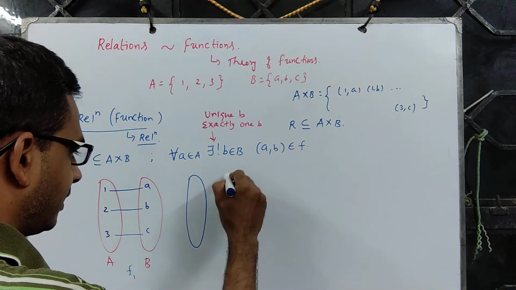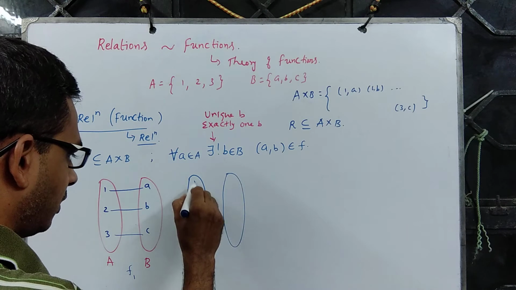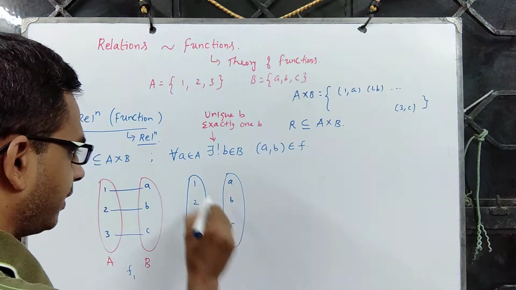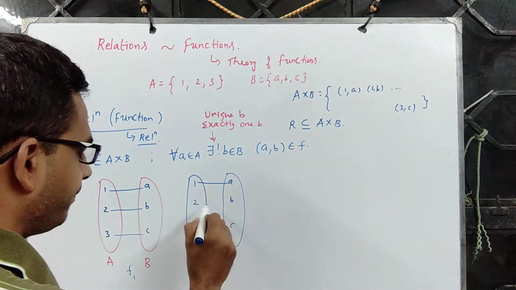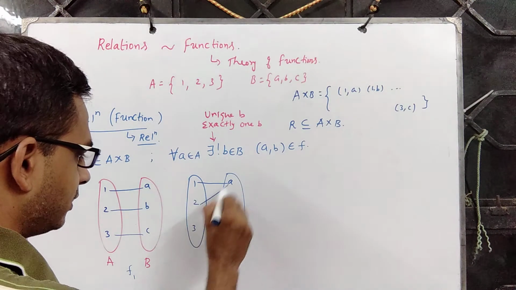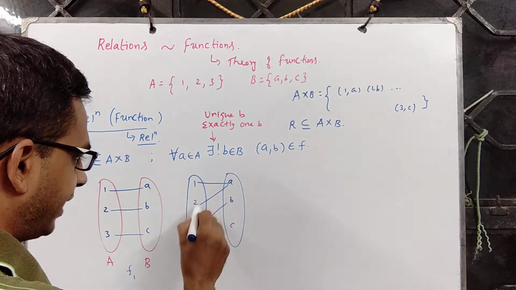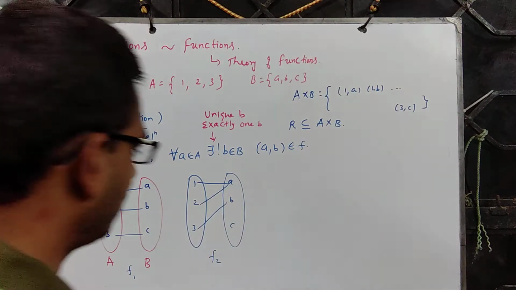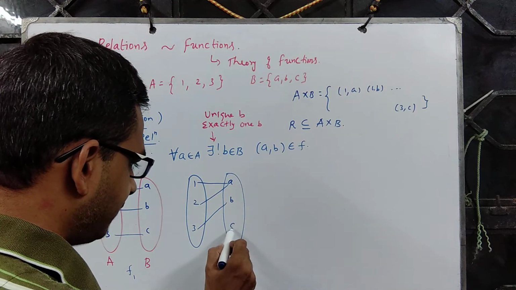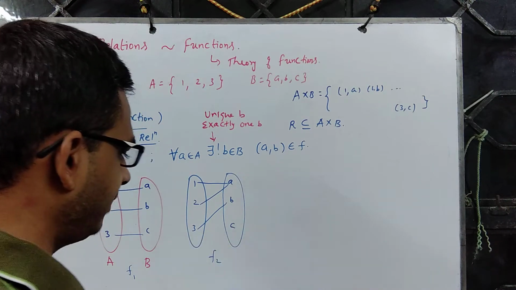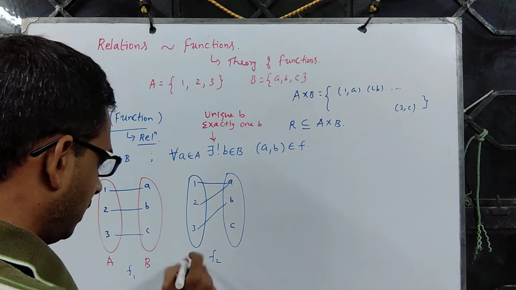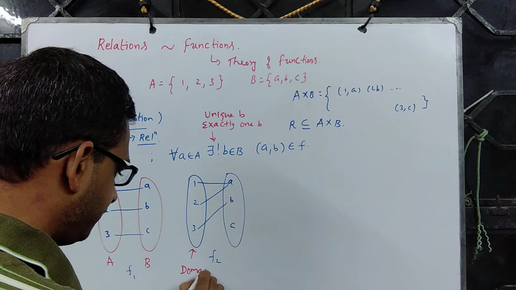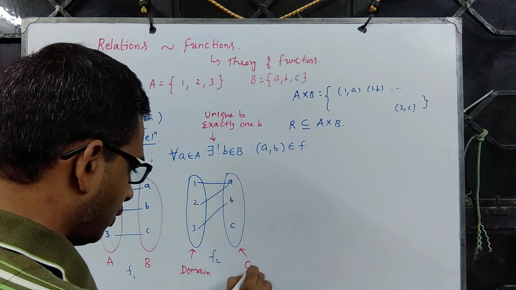Let's look at this one: 1, 2, 3 and a, b, c. It only says unique b, and this is also a function. Two elements over here can be mapped to the same element. Nothing wrong. And you may leave some elements without any mapping. That is also acceptable. So I talk about mapping. This gets the name domain. This gets the name codomain.